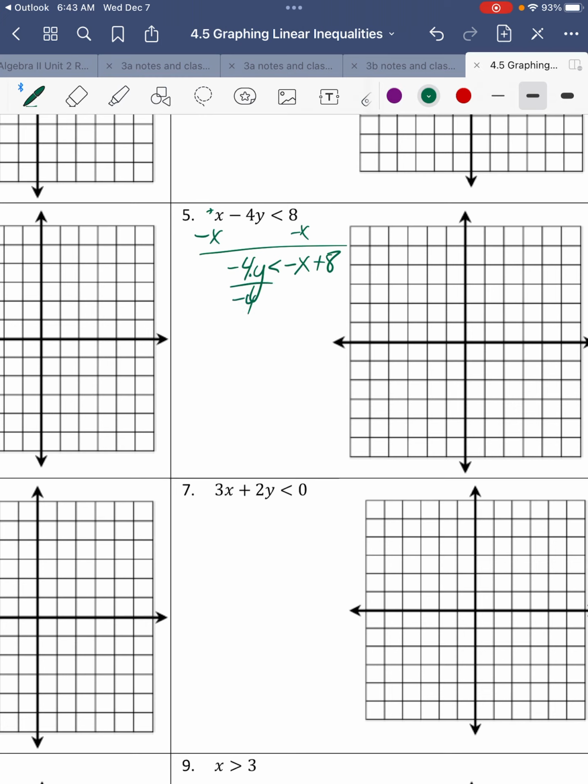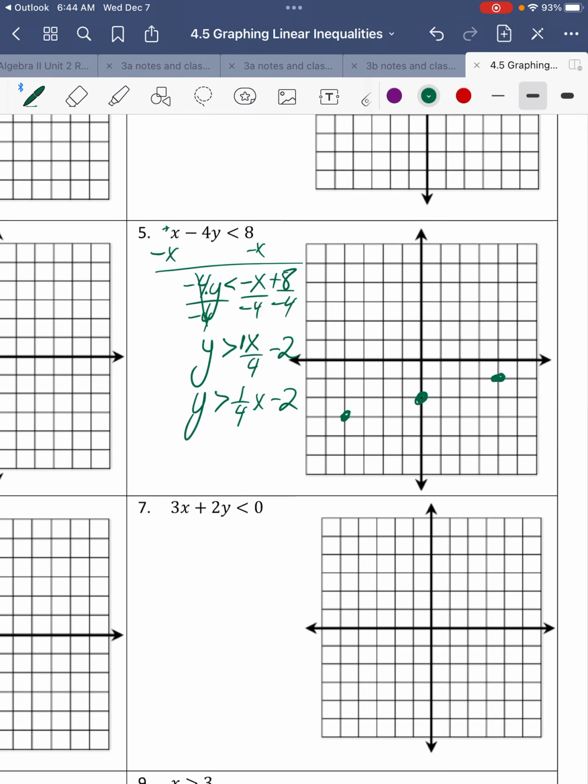I'm going to then divide by negative 4. When you multiply or divide, don't forget to change the inequality. And we have a negative divided by negative is a positive. 8 divided by negative 4 is negative 2. Now I need to figure out my slope, so it's going to be a 1x. So 1 times x, so I'm going to pull that slope out, 1/4 minus 2. So our y-intercept's at negative 2. Our slope is up 1, right 4. And then our slope is down 1, left 4. We could do that also.